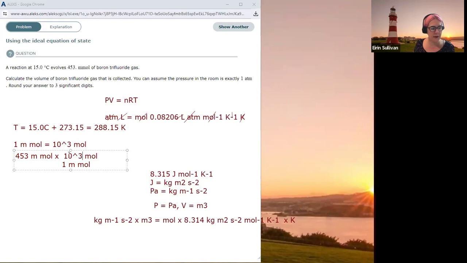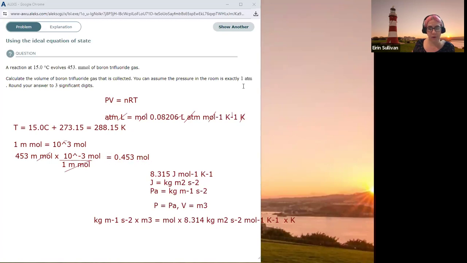Milli is to the -3. Why did I write to the 3? Milli is 10 to the -3. I don't know why I wrote that there, to be honest. Kilo is 10 to the +3. All right, so our millimoles should cancel out. So therefore we have 0.453 moles. So in our PV equals nRT, we have n, R is a constant, we have T, and we've been given pressure in the question as well.